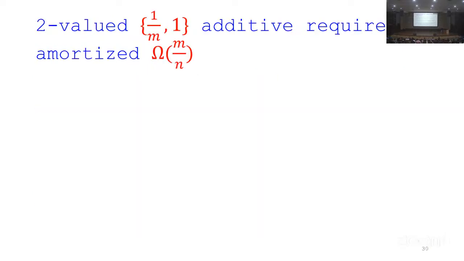Okay, so let's see an example. What changes if instead of 0, 1 valuations, we have 1 over m and 1 valuations? The difference is that in the 0, 1 valuation, we didn't care what happened with the 0 items. We could give it to any agent that we wanted. But with 1 over m, if these items are worth even a little bit, for MMS, we do care who gets them, and this makes the whole difference.